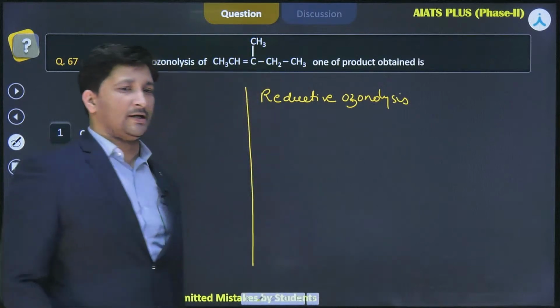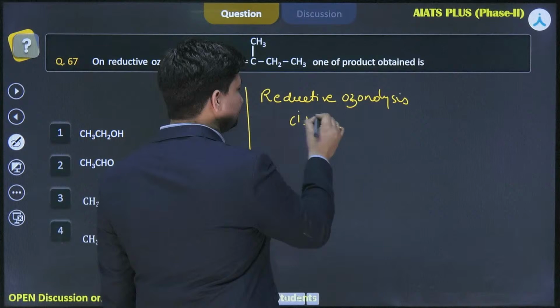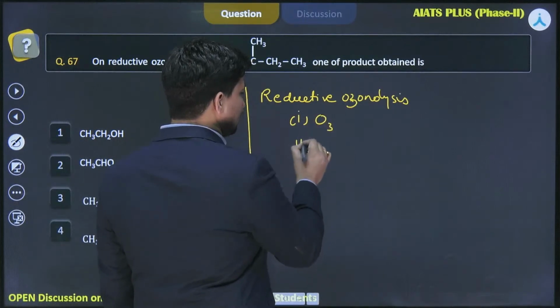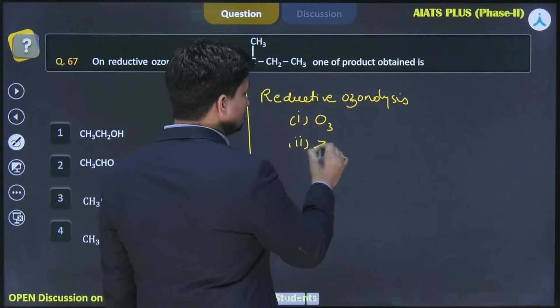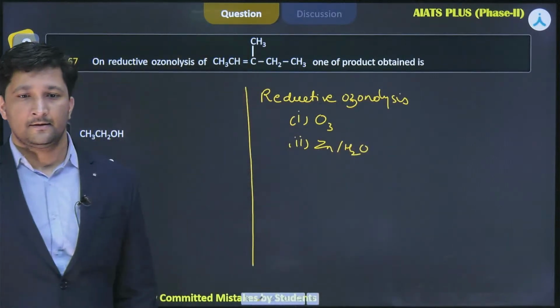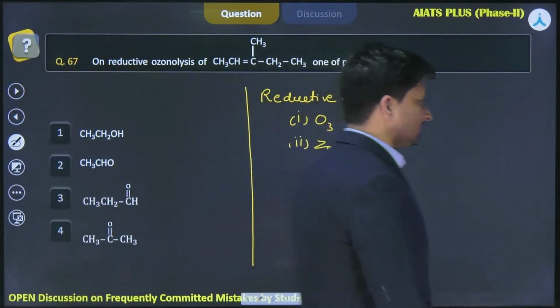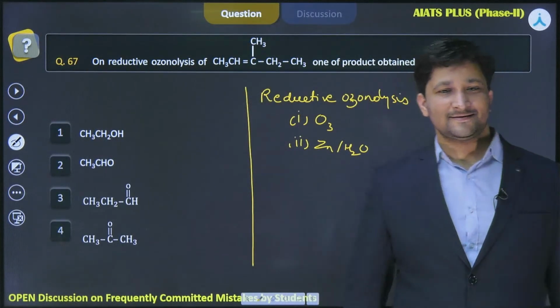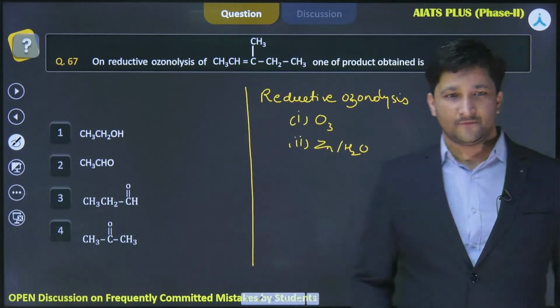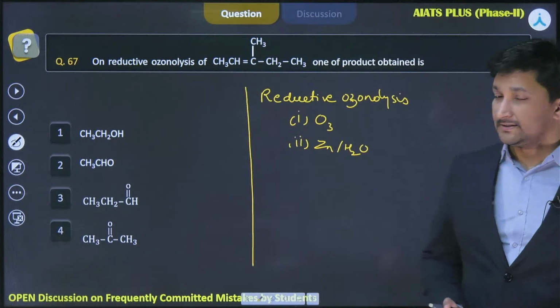During reductive ozonolysis, what will happen? O3 will be used first, and in the second step, we are going to use Zn plus H2O. Okay? NEET-25 is saying, sir, 222 is the correct answer. I am not going to discuss the answer right now, don't worry.